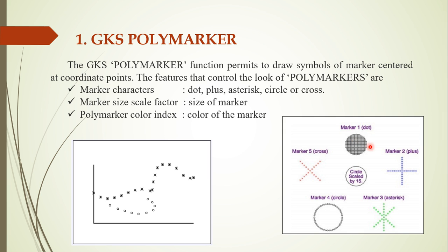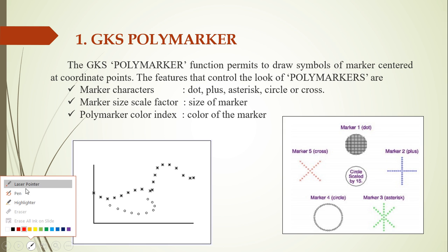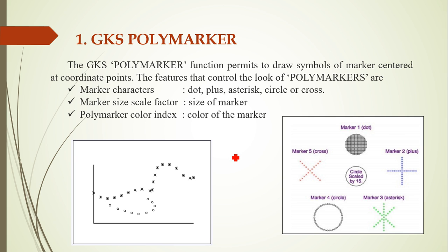So different types of markers are available. What actually happens is, in AutoCAD, different markers will be available in the software. You could select a particular marker by sliding your mouse over it. You could select a particular marker which is available within AutoCAD. So how does the computer know this? How does the GKS help in identifying this?